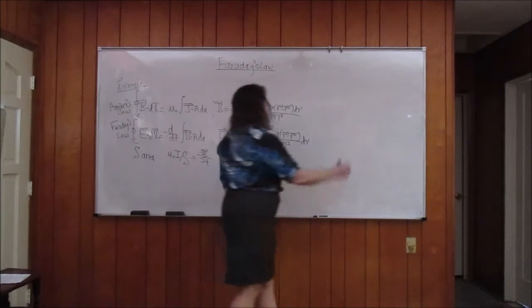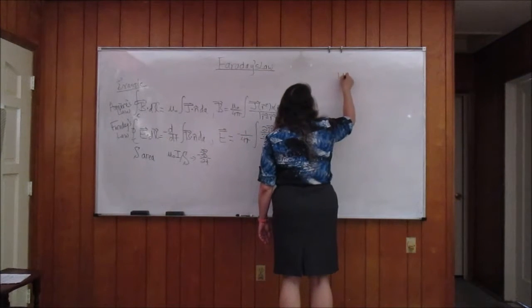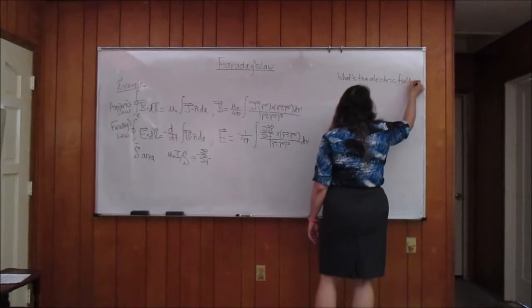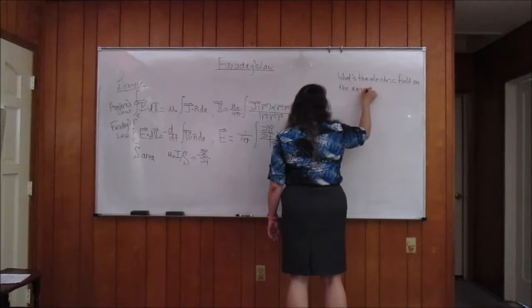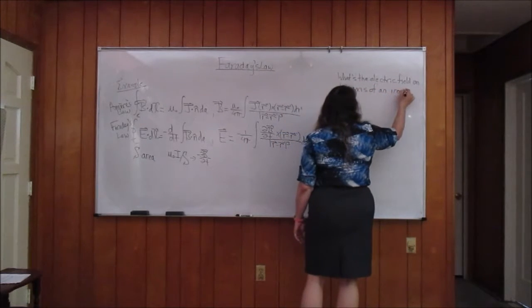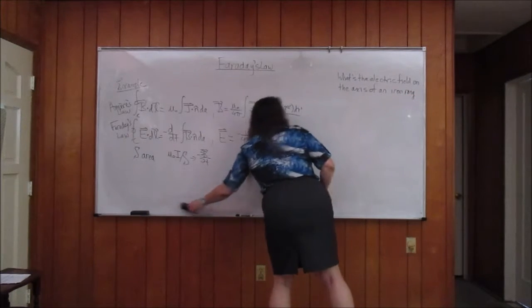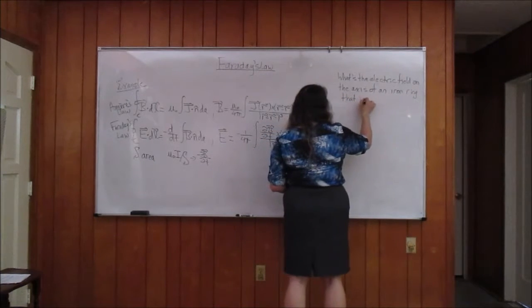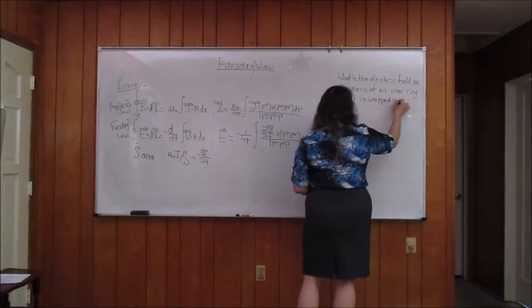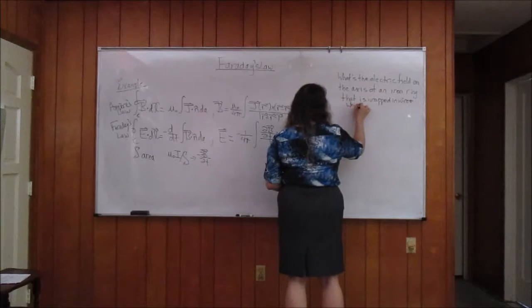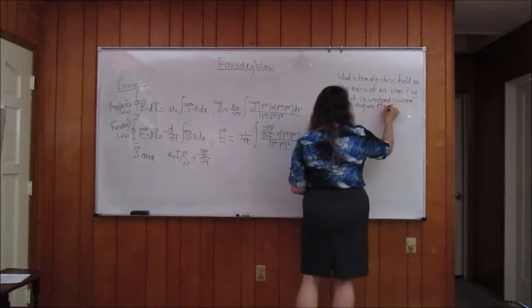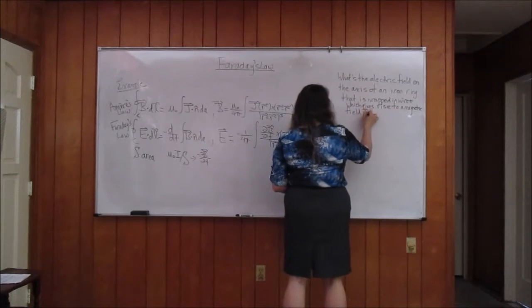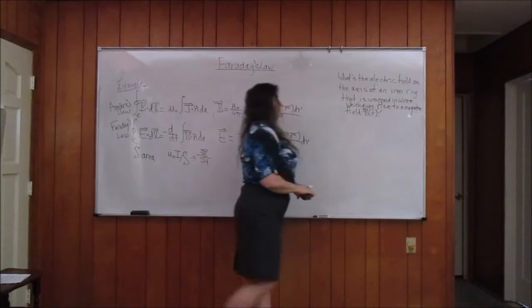Okay, so let's look at a particular example here. Basically, I want to calculate what's the electric field on the axis of an iron ring that is wrapped in wire and which gives rise to a magnetic field B as a function of t.